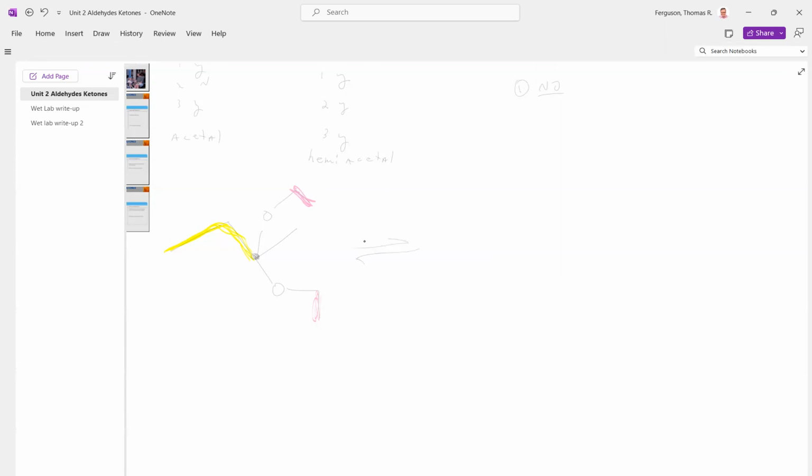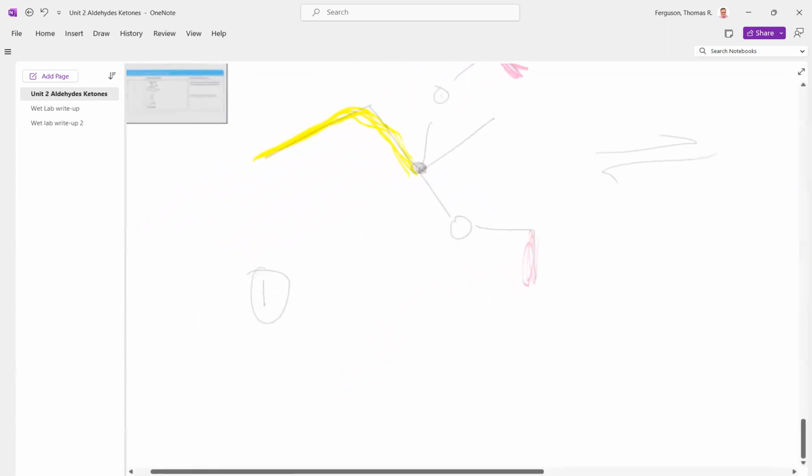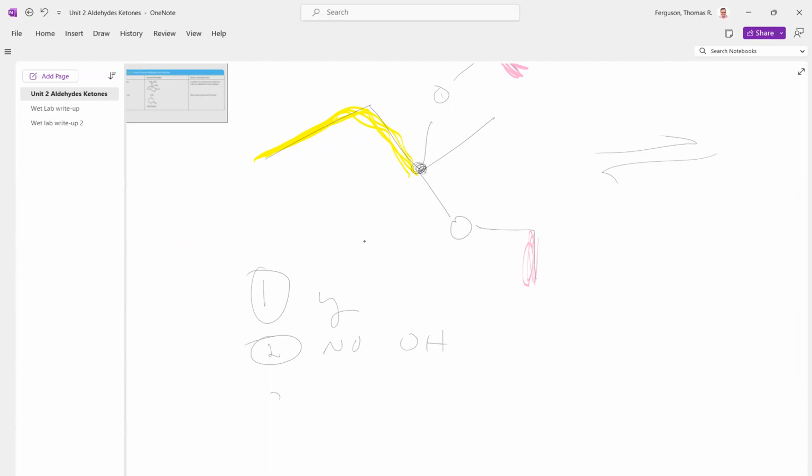Okay, so what is this guy? Okay, number one, we have OCO. So it's something. Is there an OH present? No. So it's not a hemi. Is there a hydrogen present? No. So that means it's a ketal.